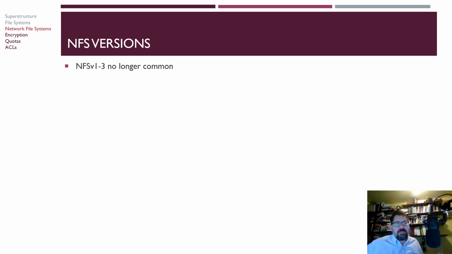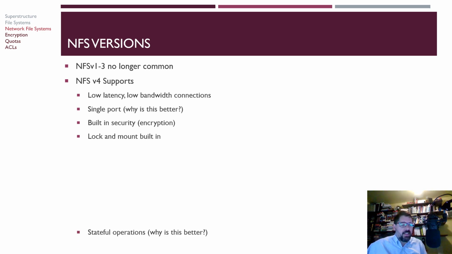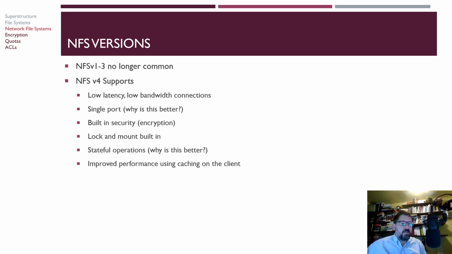There are different versions of NFS. NFS versions 1 through 3 are no longer common. NFSv4 supports low latency and low bandwidth connections. It uses a single port as opposed to dynamic ports. It has built-in security, so it has encryption. It has locking and mounting built in. It can support stateful operations and improve performance using caching on the client. It supports ACLs, which we're going to talk about later in this lecture. I'll talk about what ACLs are, but it kind of is a step above the discretionary access control that we talked about in the beginning of this course.